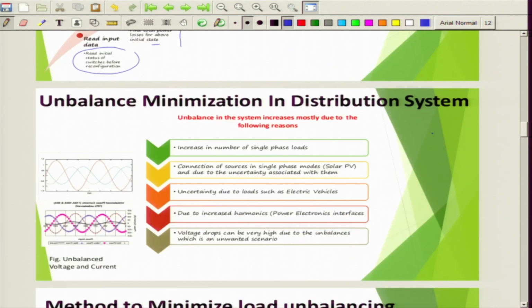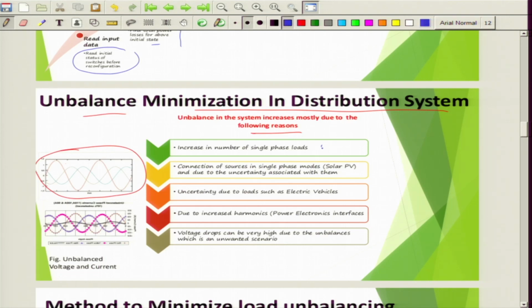And then another useful study is unbalance minimization in distribution systems. You can see here in this waveform that there is unbalance, that means all three phases are not equally loaded. Unbalance in the system increases mostly due to the following reasons.